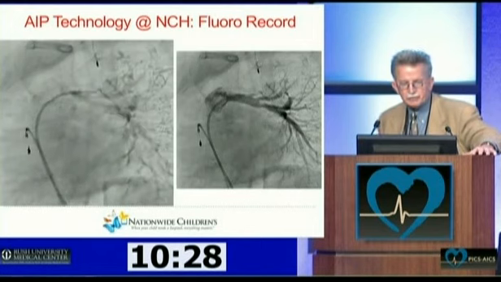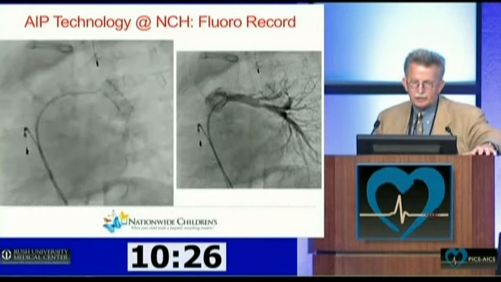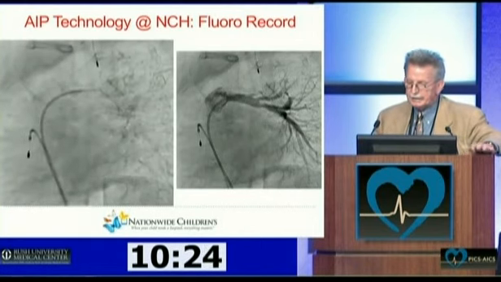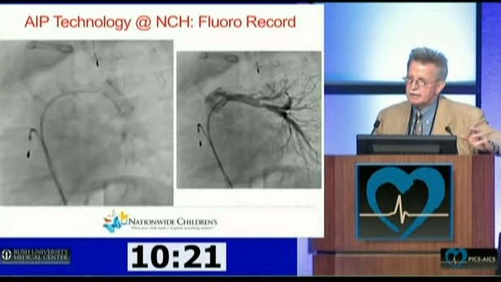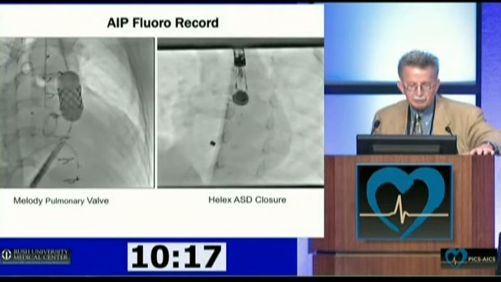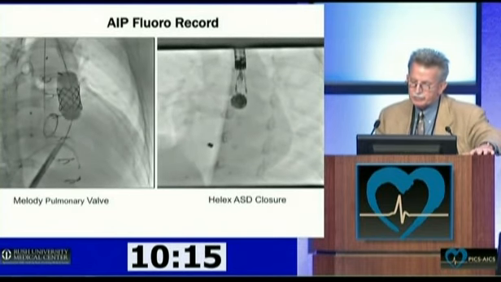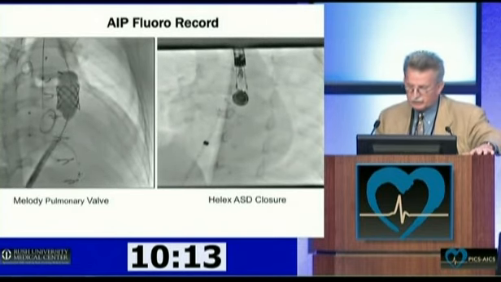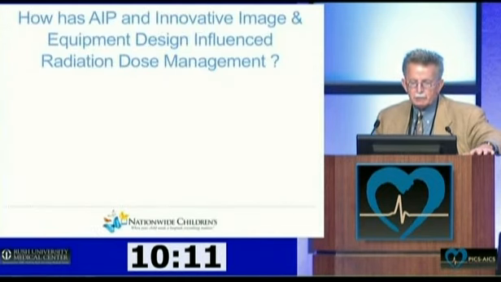This is a patient Ralph just did, and you can see this is under AIP or fluororecord, and that's a still frame. So it's an excellent way, and you reduce the radiation dose at the same time. And you can see the helix frame still under fluororecord very easily in a melody valve implant. So that was one of the things that we asked the engineers to do. They did a great job.